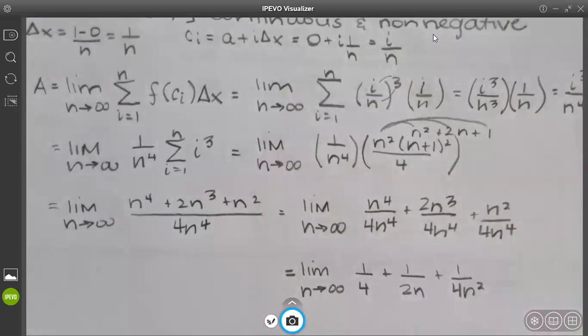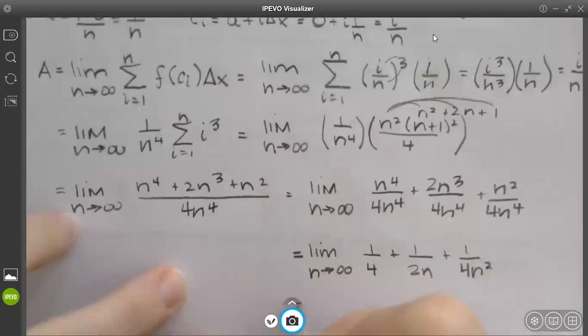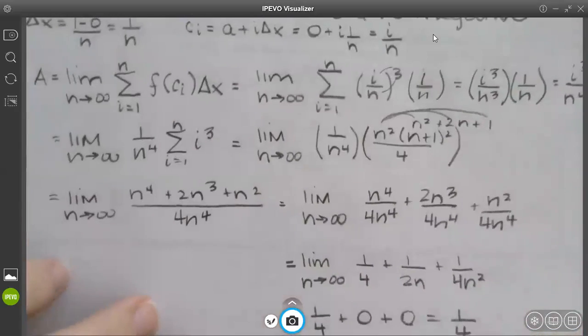One over 4n squared. What's your limit? 1/4. 1 over 2n, 1 over 4n squared. So your area is 1/4. That's it.